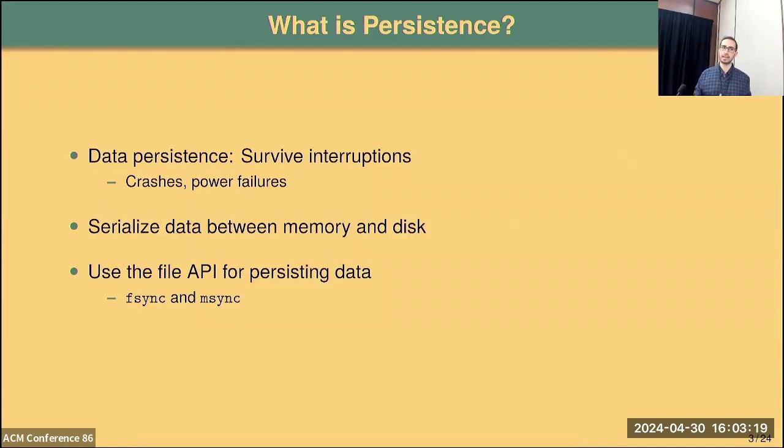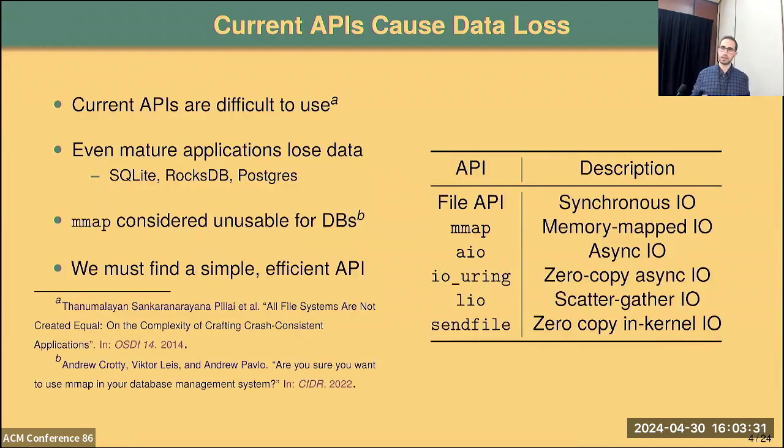Applications organize their data into files, update those files using the file API, and then propagate changes to disk using fsync and msync. So far, so good. So what's the problem here? The problem here is that indirectly, the file API is responsible for data loss. It is very difficult to get the file API right.